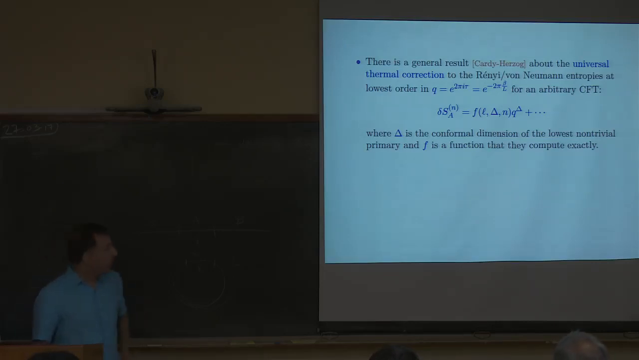And here they show very precisely that this answer must violate that universality, because the first correction involves q to the delta, where delta is the conformal dimension of the lowest non-trivial primary and f is some function which they compute. And so now the dependence is not only on c but also on delta, the conformal dimension. So that's more data about the CFT.